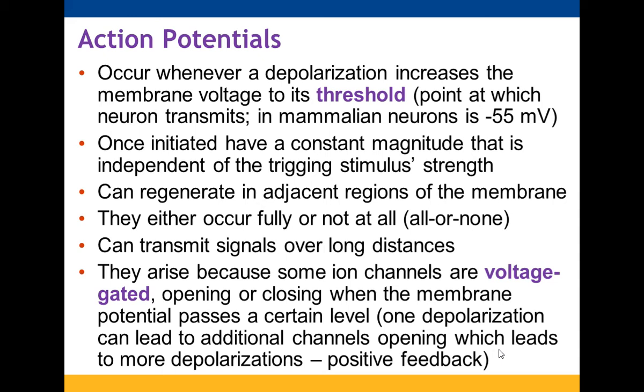These action potentials are not one-off events. They can occur in adjacent regions along that membrane. They can't occur halfway. They either happen or they don't. And they are able to send signals. Remember, we talked about how electrical signals are sent over long distances. Because some of the ion channels in your membrane are voltage gated, not all are. Once that membrane potential gets to a certain level, one depolarization will lead to additional channels opening, which can lead to additional depolarization. So we see that positive feedback mechanism in place.